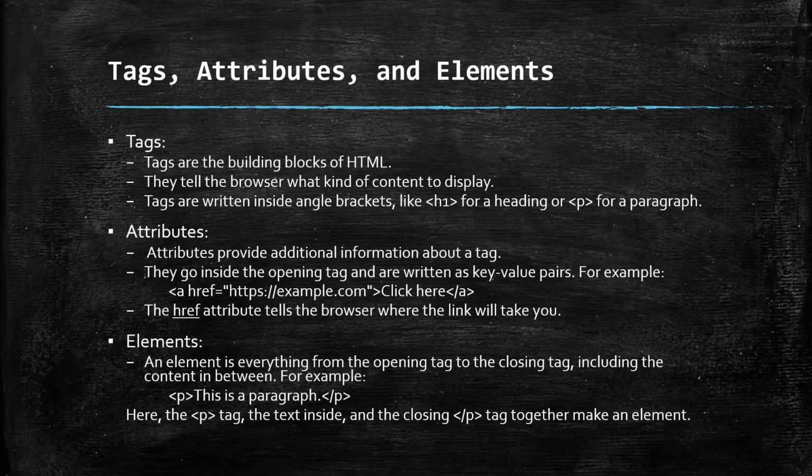And then we have elements. An element is everything from the opening tag to the closing tag, including the content in between. For example, we have the p tags, opening and closing tag, and then we have "This is a paragraph" between those two tags. Here, the p tag, the text inside, and the closing p tag together make an element.